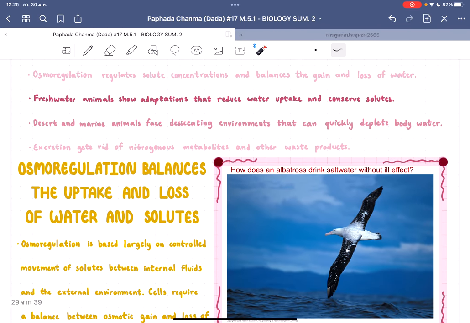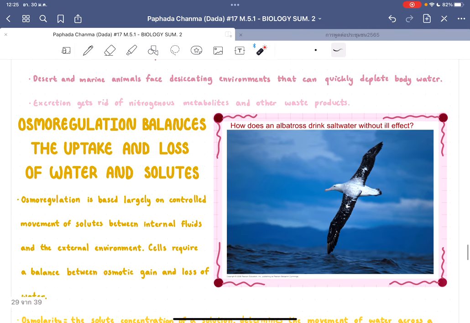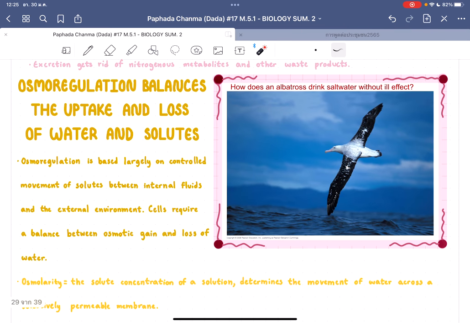Freshwater animals show adaptations that reduce water uptake and conserve solutes. Desert and marine animals face a desiccating environment that can quickly deplete body water. Excretion gets rid of nitrogenous metabolites and other waste products. Osmoregulation balances the uptake and loss of water and solutes.